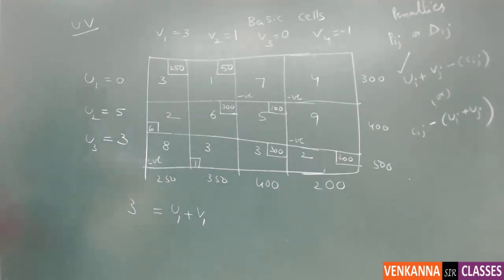For the non-basic cells, I am applying this formula. Are you getting the concept? Any questions so far? If anyone has any doubts with regard to calculating these penalties, please inform me and I will redo it. How I have written negative, how I have written the suffix values. Any questions please? You please tell.